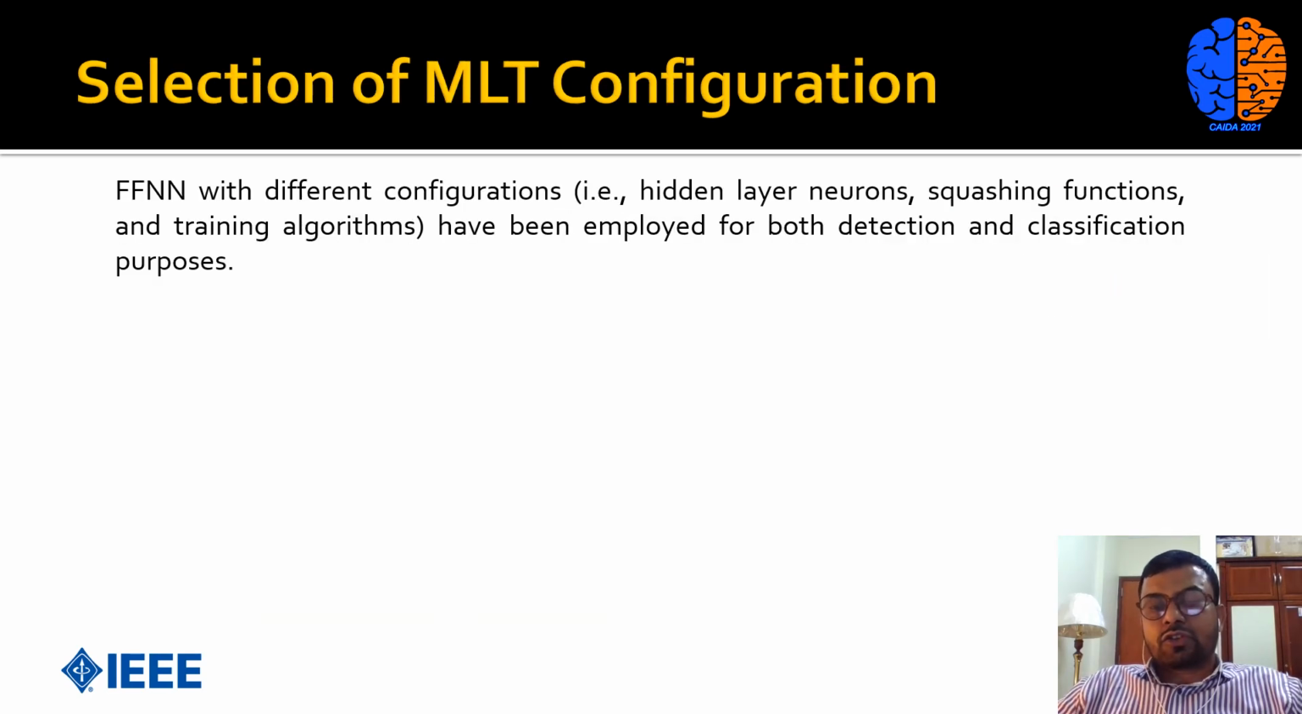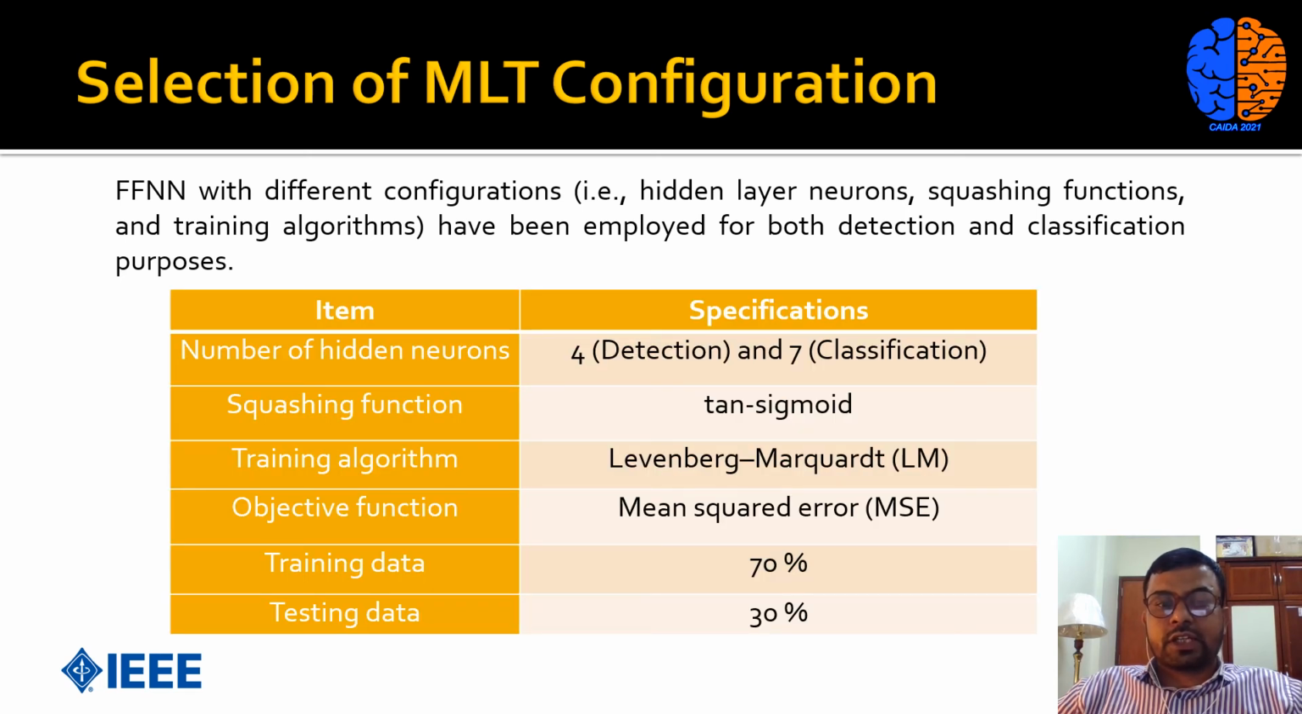To select the better configurations of the detection and classification neural networks, we have tested them with different numbers of hidden layer neurons, different types of squashing functions, and different types of training algorithms. Through a systematic trial and error approach, we have selected the number of hidden layer neurons, squashing function, and training algorithm as given in this table for the detection and classification neural networks. It is worth mentioning that we have used 70% of the available data for training and the rest for testing of the neural networks.